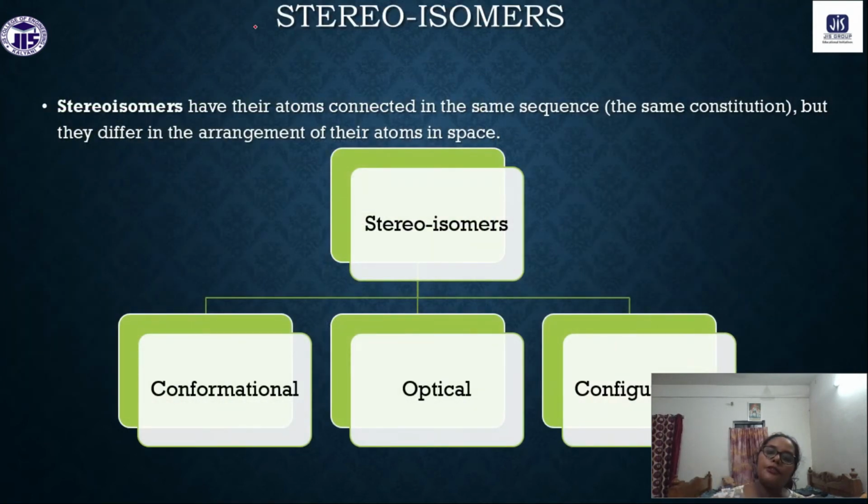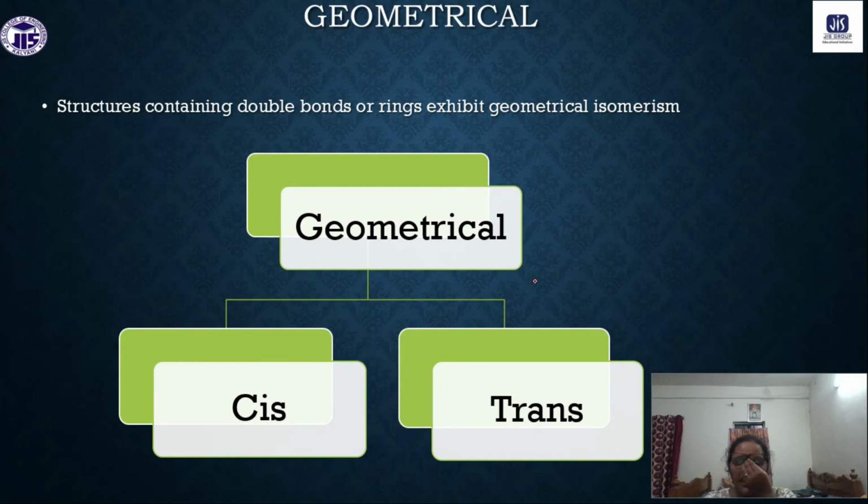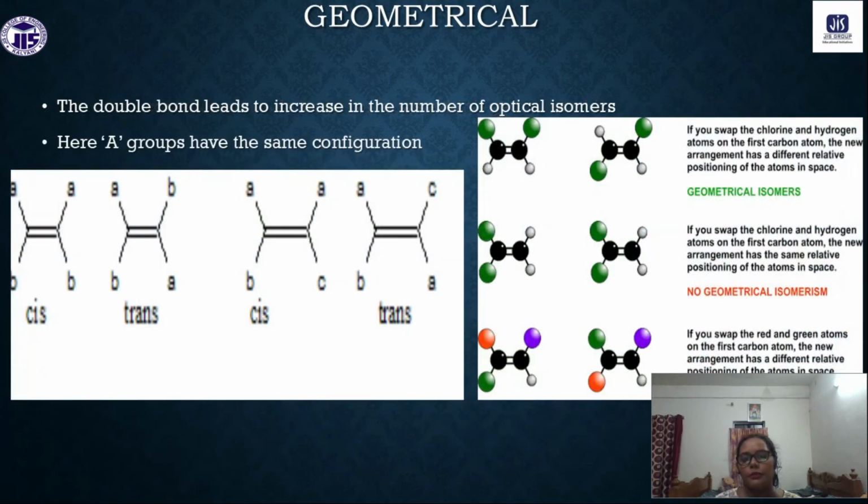Okay, next we will discuss configurational isomers. The configurational isomers, again, we can say are of two types: optical isomers and geometrical isomers. Optical isomers we have already seen, that is enantiomers and diastereomers. Now we will see geometrical isomers, that is cis and trans. We have the cis isomer and the trans isomer. These are the two types of geometrical isomers. Okay, so these are the examples.